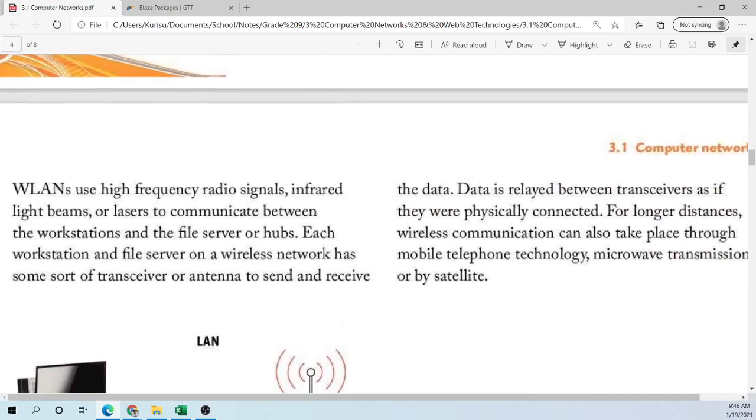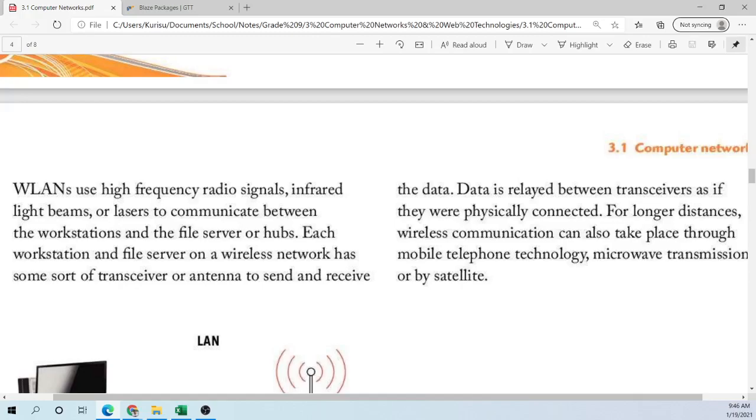So when it comes to the wireless connection now, WLAN or wireless LAN, they use high frequency radio signals. Some can make use of infrared light beams, lasers, and so on. So it does not matter what technology they use to connect to the network. Once they are connected, they are a part of that network.